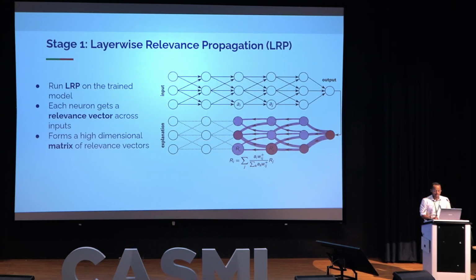When we collect this behavior for every neuron, we build a large relevance matrix where each row is one neuron, each column is one input, and each N times M entry is how relevant that neuron was for that input. This becomes the foundation for the next few stages that we do.